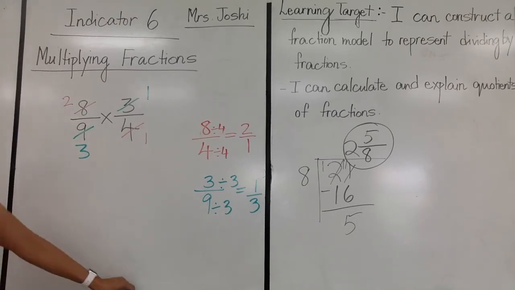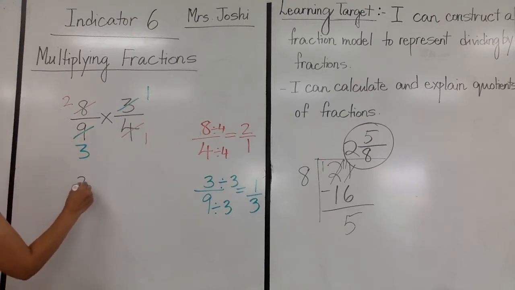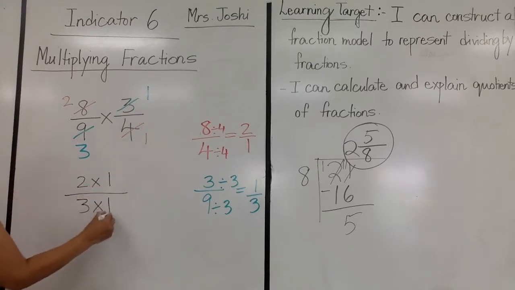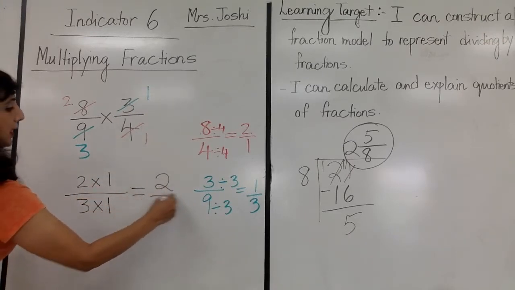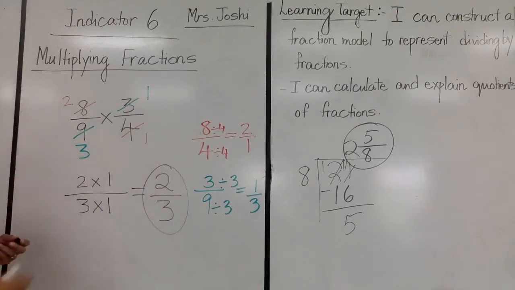All right, so I've already simplified it. Now it becomes so easy because I am doing 2 times 1 over 3 times 1. So my product is 2/3. So that's how quick this works if you are going to simplify it before multiplying.